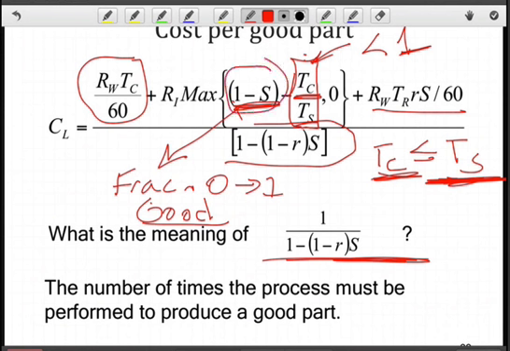Let's look at the other term, 1 minus S. We're not going to pay for bad parts. So we need this term because essentially this is incentivizing the operator to make good parts. Because if the scrap rate is high, then 1 minus S will be smaller than this fraction, and therefore we'll have a negative value for the difference. So you can see by incorporating the difference here, we've taken into account the incentive to have a better scrap rate, as well as the incentive to reduce the cycle time below T sub S. So the expression does seem to make sense.